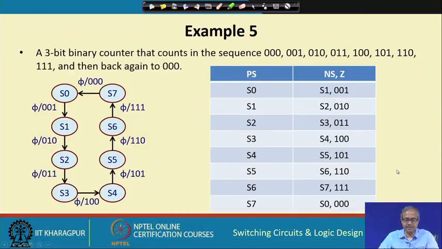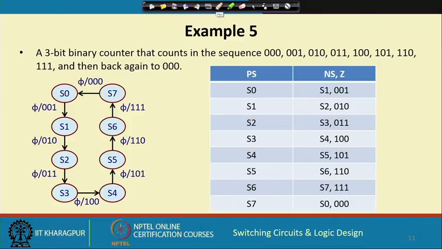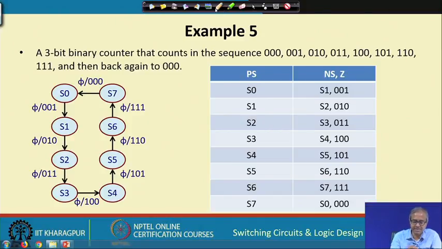Let us take another example. This is an example of a counter. We shall be looking into the design of counters in more detail later, and we shall see a lot of different kinds of counters, but let us look into an example right here. This is a 3-bit binary counter. So, what does this counter do? This counter is supposed to count in the sequence 000, 001, 010, 3, 4, 5, 6, 7 and then back to 0.